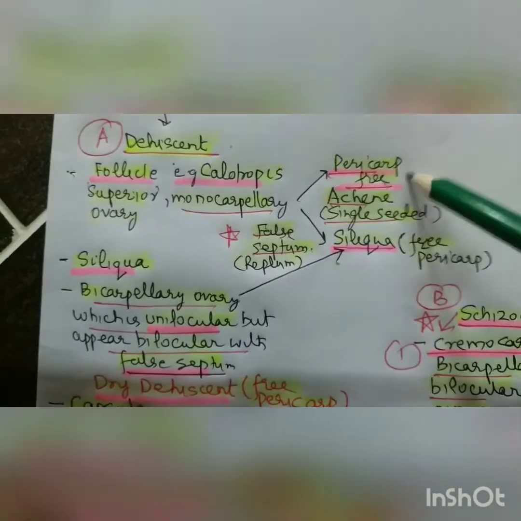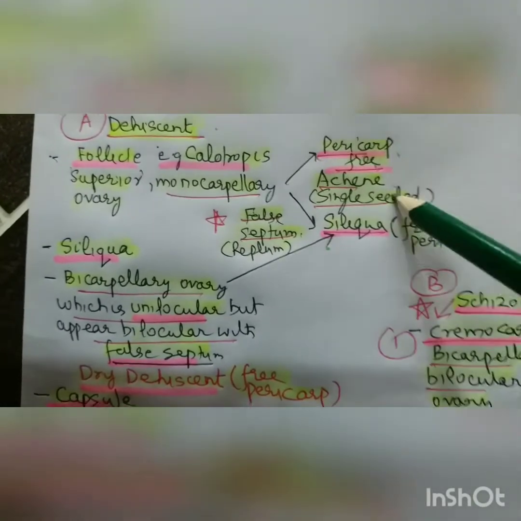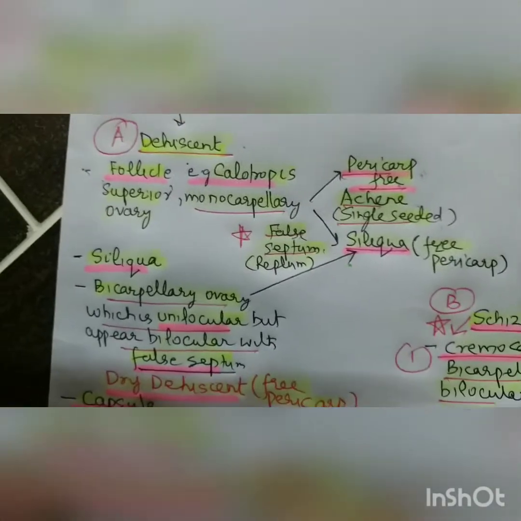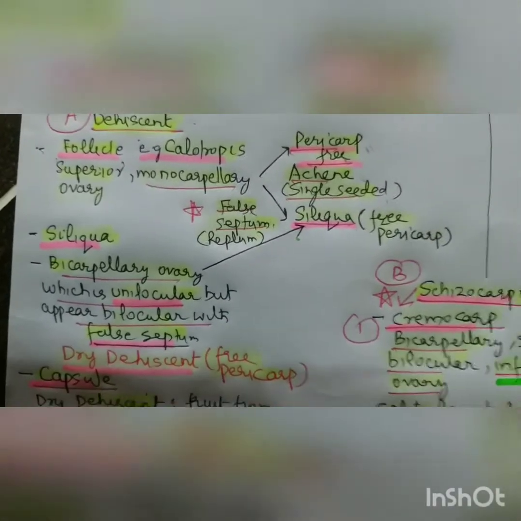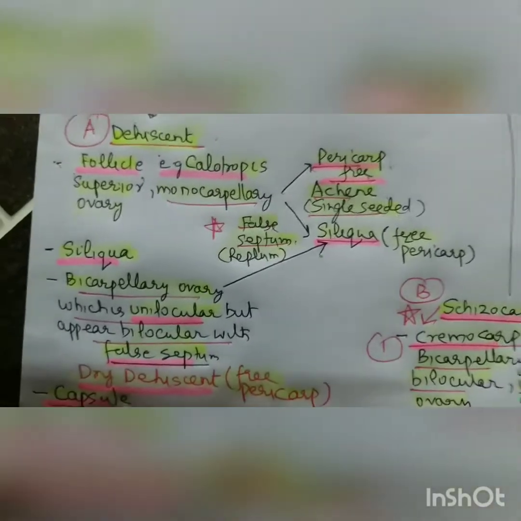right? And if pericarp is free, we have one achene, it is also single seeded. So follicle is superior monocarpellary ovary with pericarp free, achene is single seeded with pericarp free.